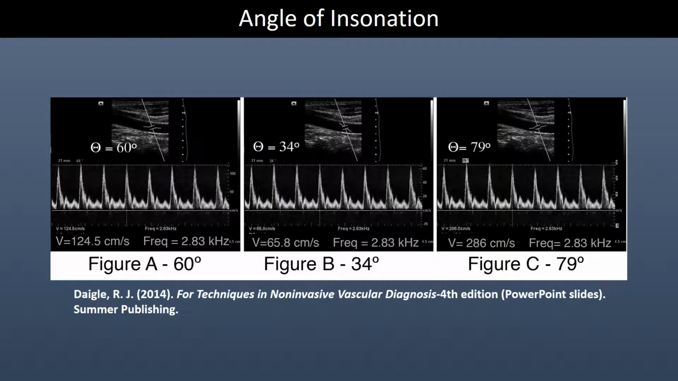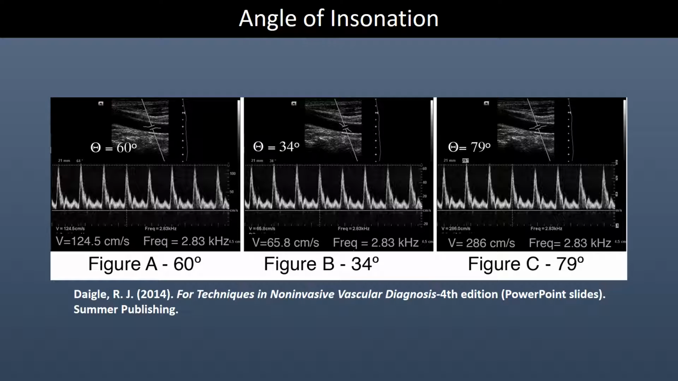If you then take it the other way and you change it to 79 degrees, and it's still not lined up with the vessel wall, but it's well over 60 degrees, look at what it does to the velocity. The velocity is 286 centimeters per second.